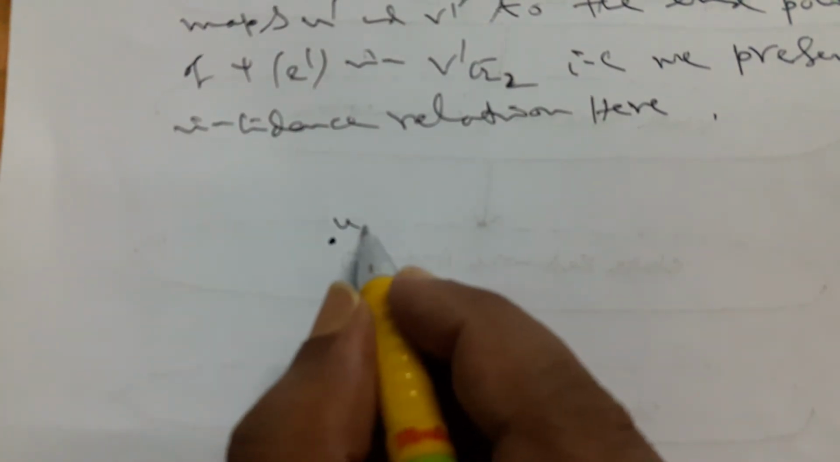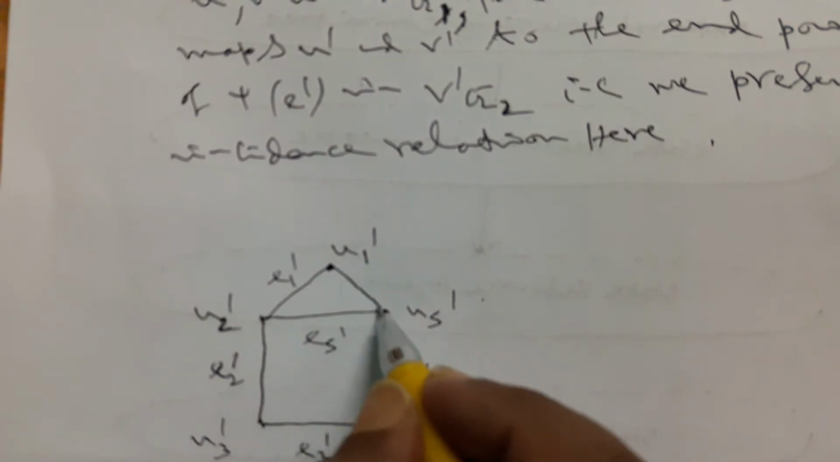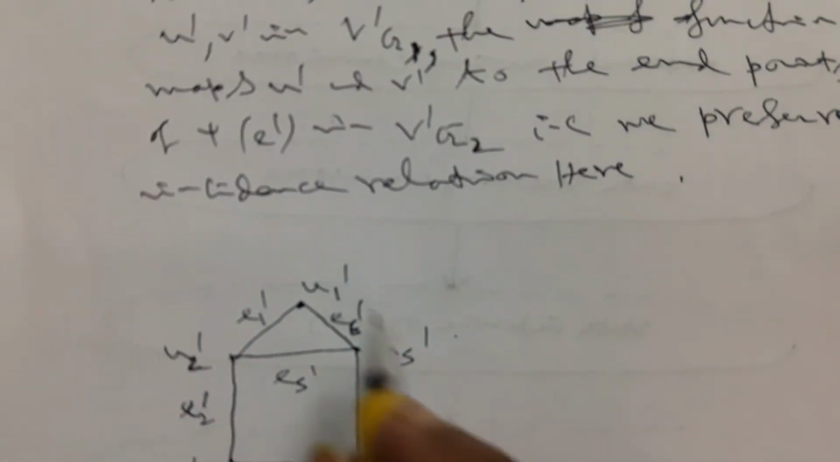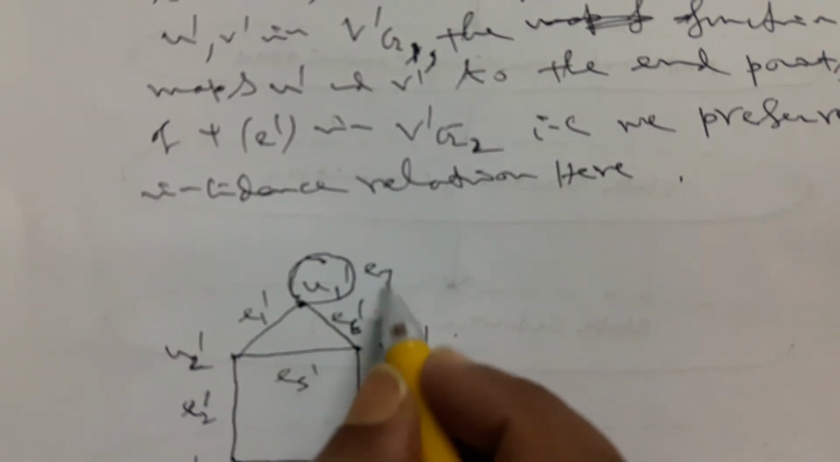If we consider a given figure of two graphs, here we consider the first graph with vertices u1', u2', u3', u4', u5', connected with edges e1', e2', e3', e4', e5', e6', and here is a loop e7'.